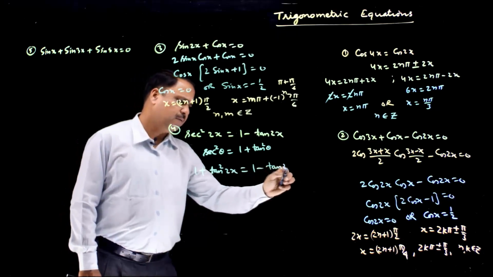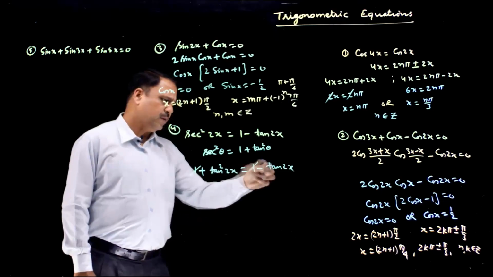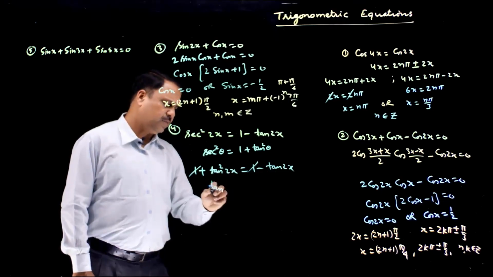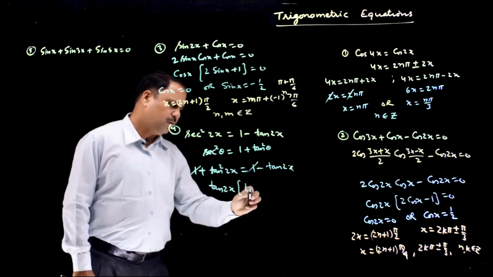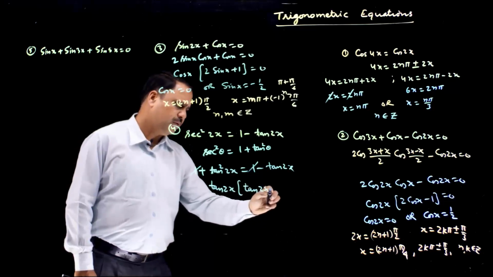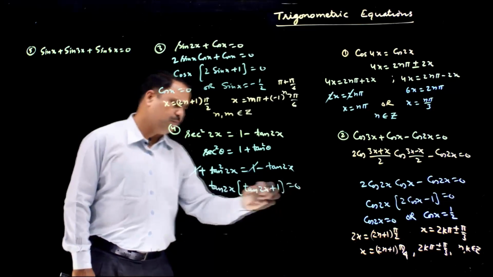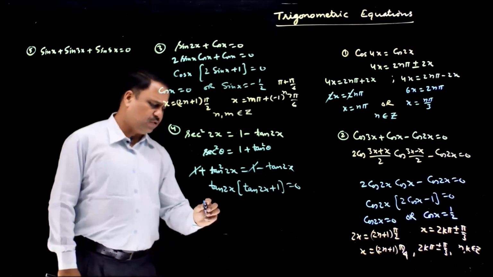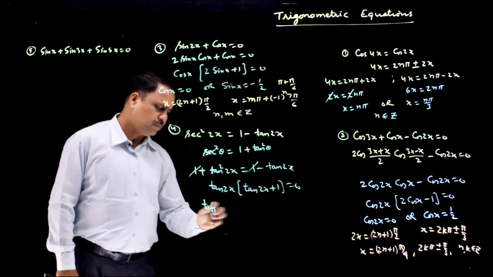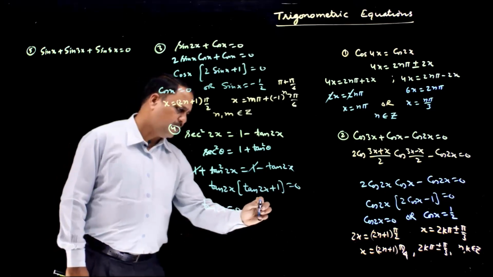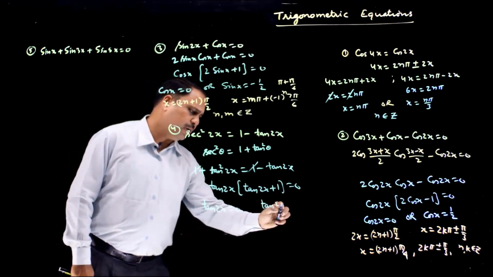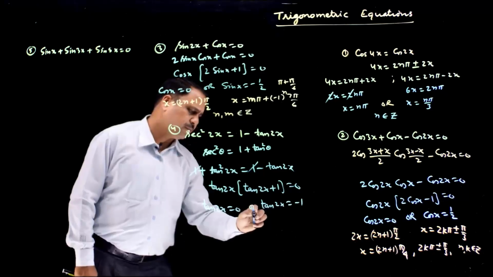minus tan 2x. 1 will cancel, take tan 2x outside, same side, so you will get tan 2x plus 1 is equal to 0. So either tan 2x is equal to 0 or tan 2x is equal to minus 1.